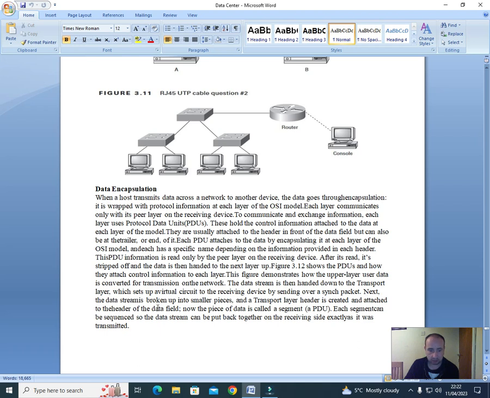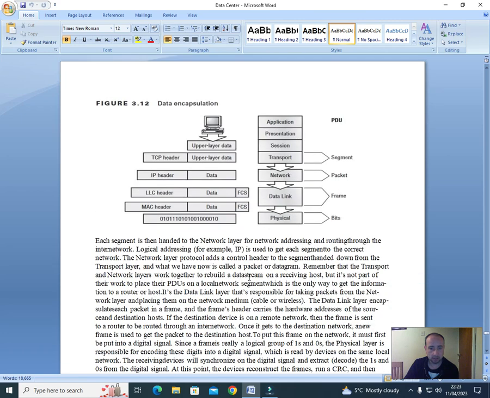Next, the data stream is broken up into smaller pieces and the transport layer header is created and attached to the header of the data field. Now the piece of data is called a segment, a PDU. Each segment can be sequenced so the data stream can be put back together on the receiving side exactly as it was transmitted.